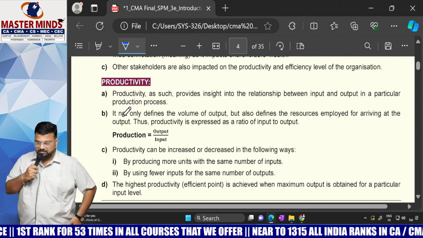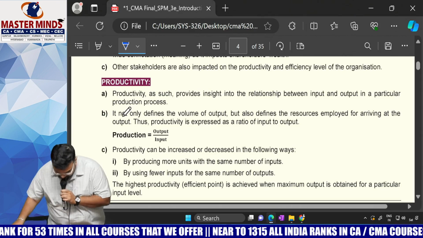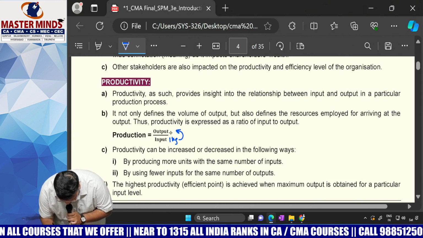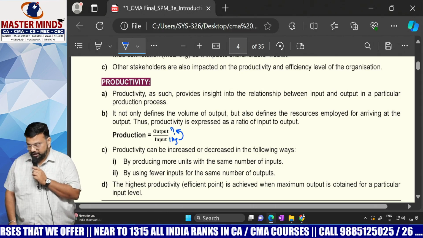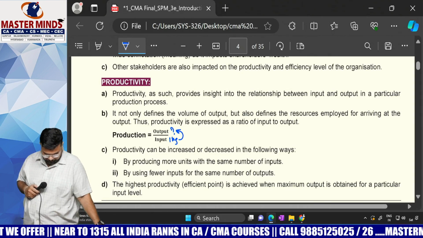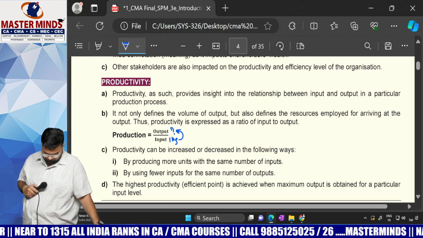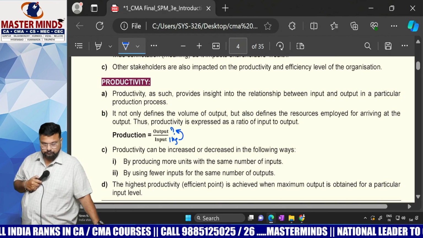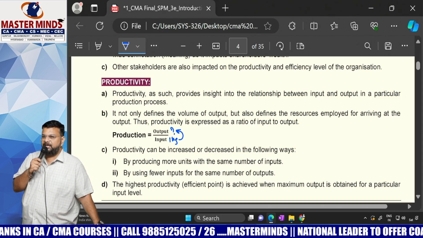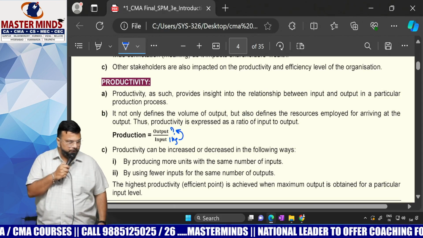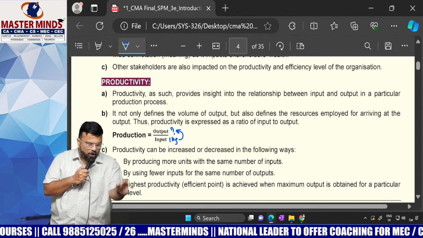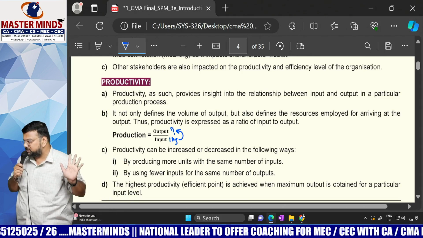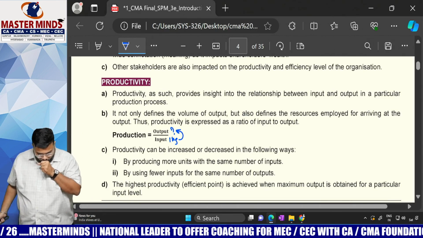Below, a formula is given, the relationship between input and output. That is, for 1 kg of input, how many kgs of output? Next. It not only defines the volume of output but also defines the resources employed for arriving at the output. Thus, productivity is expressed as a ratio of output to input. I don't think there is a need to explain it. Am I clear, Nana? Productivity is all about the relationship between input and output. In simple terms, for 1 kg of input, how much quantity you have produced. And it is helpful for comparing the productivity of one person with another person. Next, Nana. Productivity is equal to output upon input.